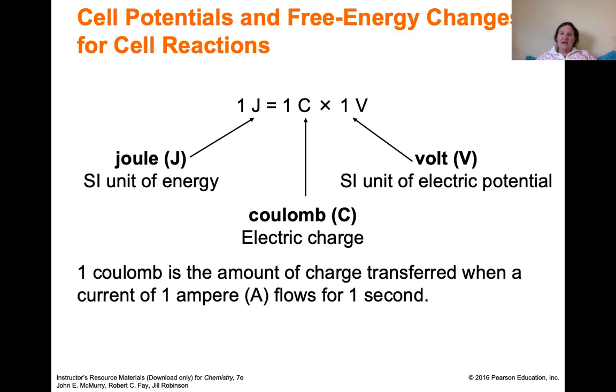So we have cell potential measured in voltage. The capital V is for volts. And if we allow electrons to move through that potential difference, we get work. Work will have units of joules in this case. So 1 coulomb of charge flowing through 1 volt of cell potential gives us 1 joule.